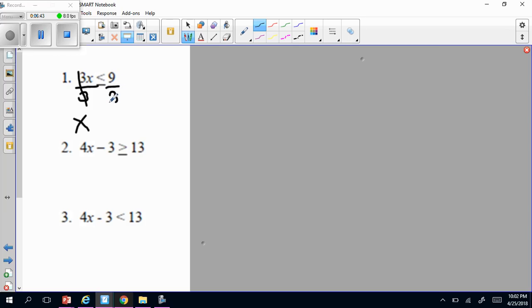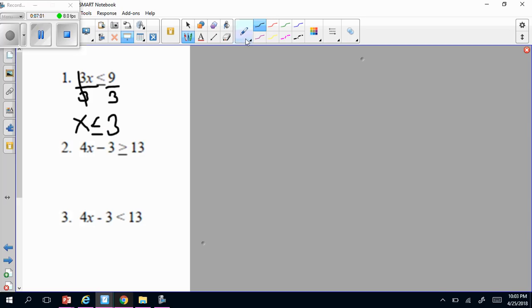And we know that 9 divided by 3 is 3. Now, this is where your sign comes in. We didn't have to do anything with that, just bring it down. So now we know that x is less than or equal to 3.